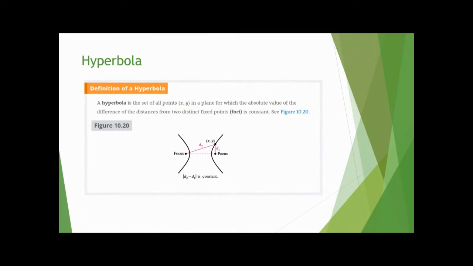And because the hyperbola has subtraction, it does matter which order you write things. With the ellipse, it didn't matter whether you had x squared or y squared first, but it does matter with the hyperbola, so you want to be very careful of that.